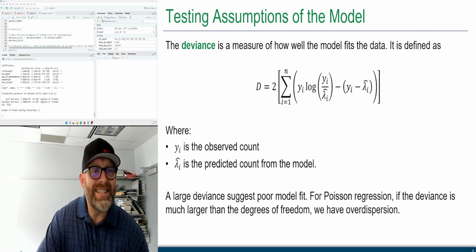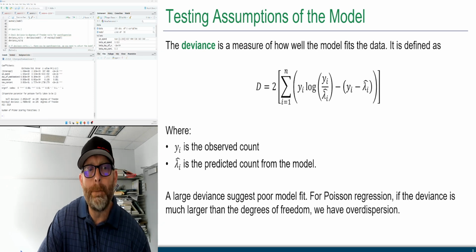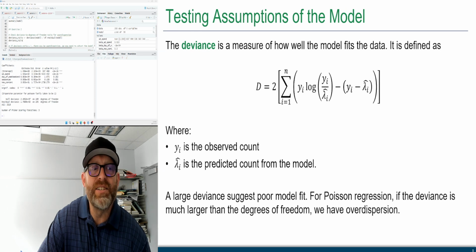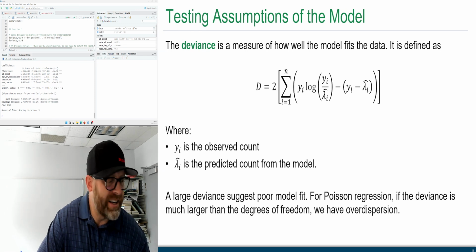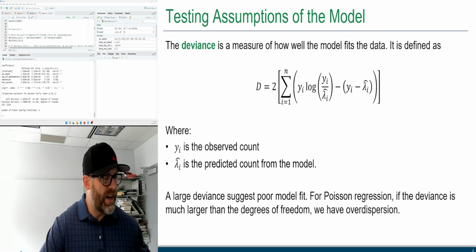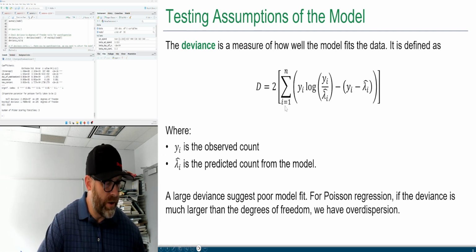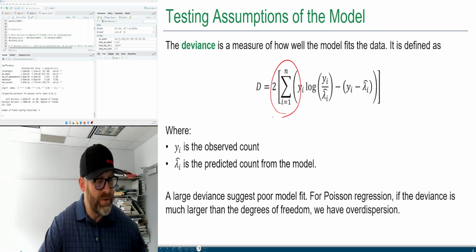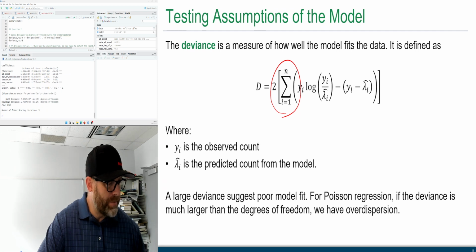All right, so testing assumptions of the model. One of the things we are going to be talking about is the deviance of the model. The deviance is a measure of how well the model fits the data, and it's described as follows. I'm not going to go through this formula because it's a bit of a pain, but the deviance is 2 times a summation over all of my observations, starting at observation 1 all the way up to my nth observation. For each observation, I'm taking a difference.